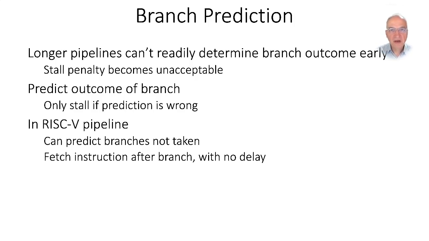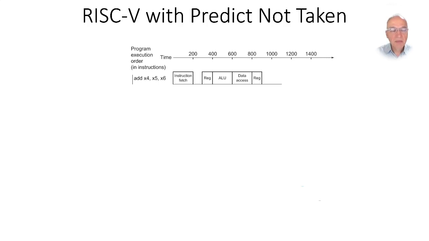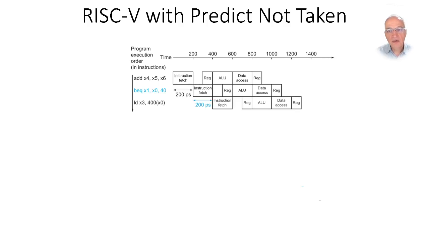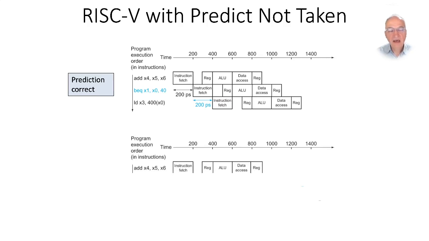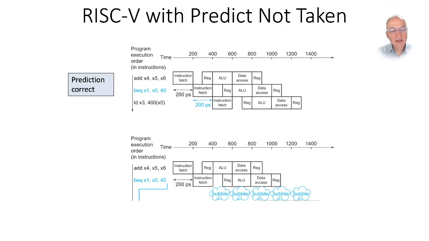So this will allow me to fetch the instructions after the branch with no delay, but I'm going to have to undo or nullify some of those instructions if my prediction is incorrect when I find that out. So here's an example. I predicted that the branch is not taken. So at the branch stage, I fetch the next instruction after the branch, and if the prediction is correct, I can continue execution. If the prediction is incorrect, when I find that out, that instruction becomes a no-op, which is the equivalent of a bubble in the pipeline. A bubble in the pipeline is simply an instruction that does nothing.